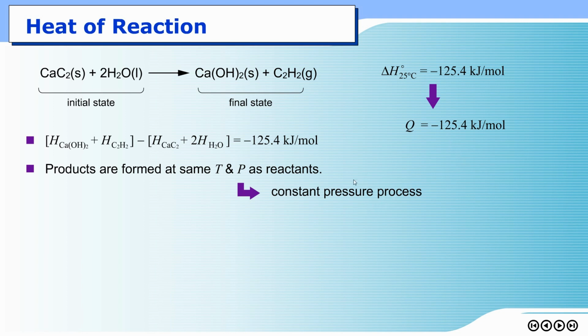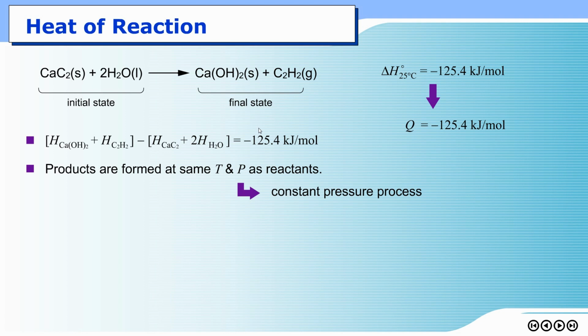Now, consider this sentence: I said that the products are formed at the same temperature and pressure as the reactant, and that the process can be considered a constant pressure process. The question that you might ask: can I say that this process is isothermal, because the initial state and final state share the same temperature? Can we say that it is isothermal as well? The answer is yes, you can.